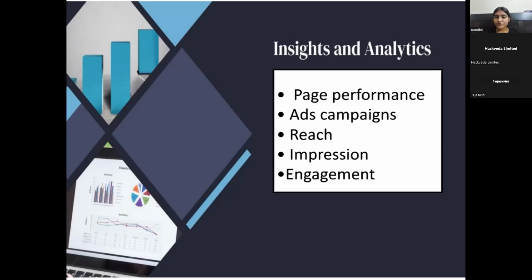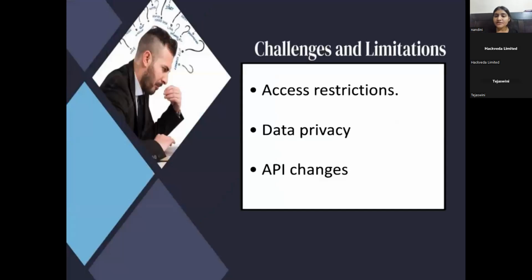So the next is challenges and limitations. While the Facebook Graph API is a powerful tool for data retrieval, there are some challenges and limitations to consider. These include access restrictions. So what are access restrictions? Access restrictions control the reading and editing of the database. For example, the current user is able to read and edit a database object only if the access restrictions allow them to perform these actions.